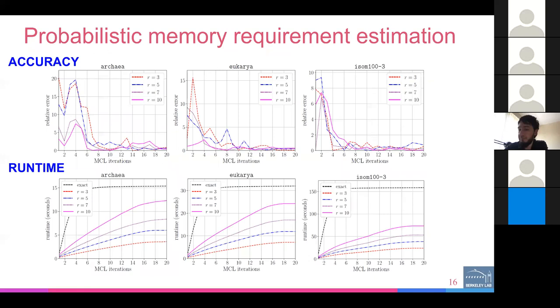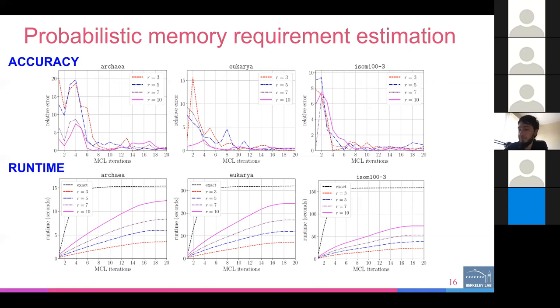We evaluate the performance of probabilistic memory requirement estimation in terms of its accuracy and runtimes. In terms of accuracy, as you can see, by using a relatively small number of keys, around 7 to 10, where R means the number of keys that are used for the approximate algorithm, we can get an estimation that is within 10% range of the correct estimation. At the bottom figures, we compare the cumulative runtime spent in the exact estimation, which you see here with the dashed black line.